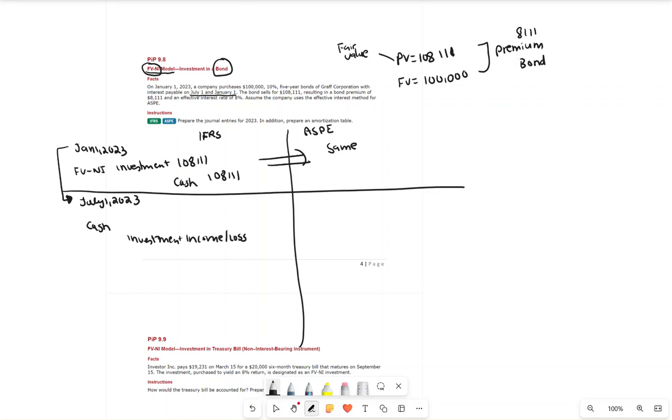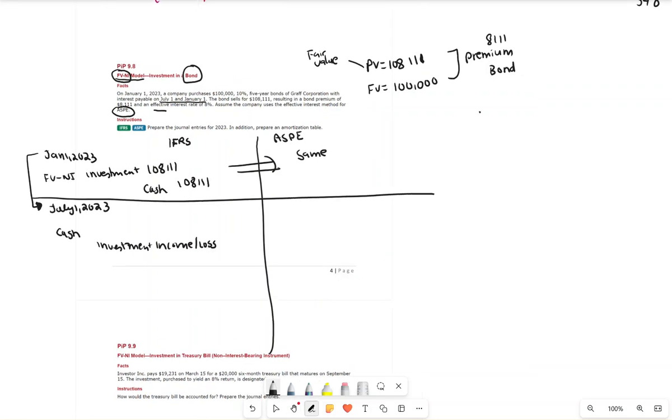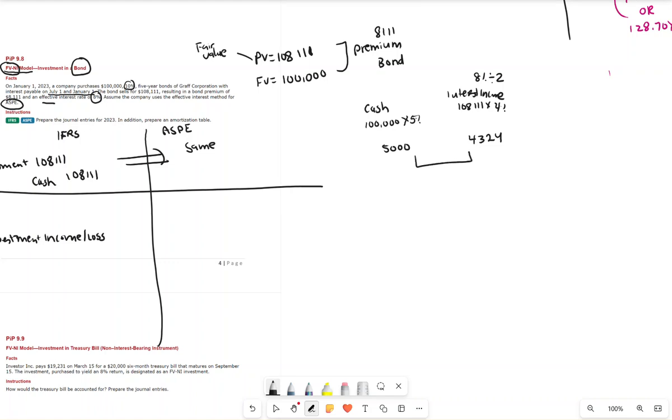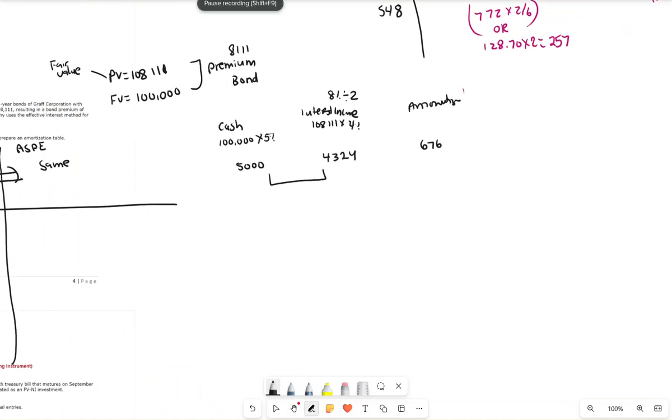Now they told us it's effective and they told us it's ASPE. So cash is 100,000 times the coupon rate of 10%, which semi-annually is 5%, so my cash payment is going to be 5,000. How do we calculate interest income? 108,111 multiplied by 4%, because 8% divided by 2 is 4%, and that should be 4,324. The difference between the two is my amortization, 676. It's the effective method because they told us it's an ASPE company following the effective method.